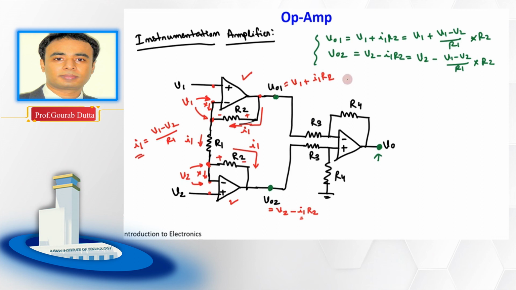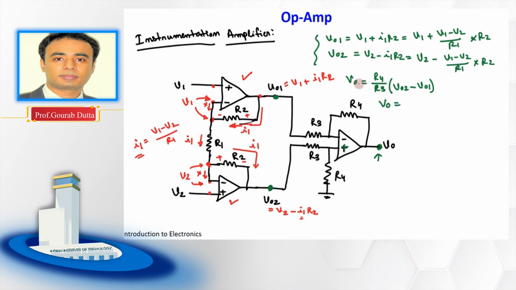So the output voltage is R4 by R3 into, you remember, the voltage applied at the non-inverting terminal minus the voltage applied at the inverting terminal, right? So that way it is VO2 minus VO1, right? Okay.